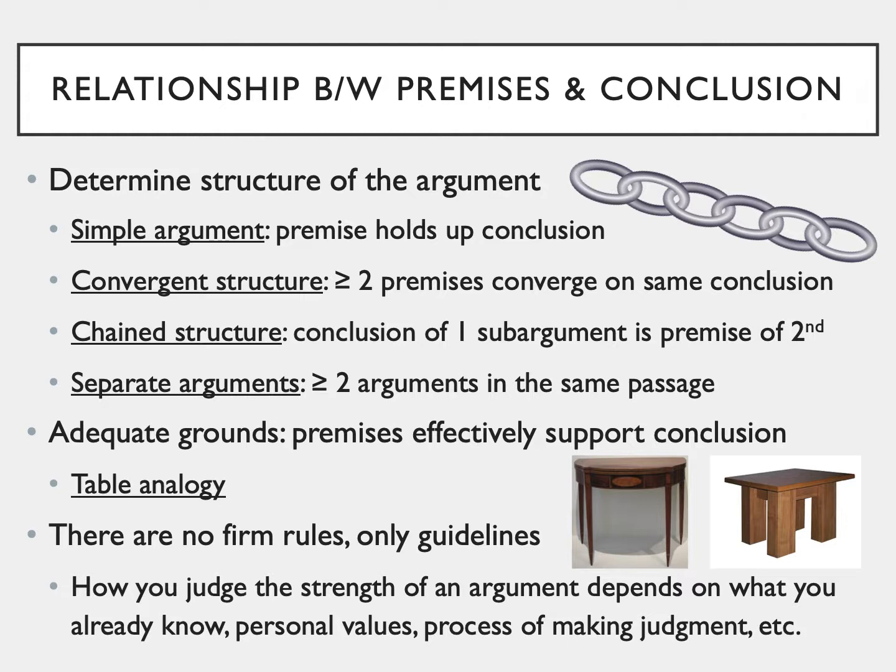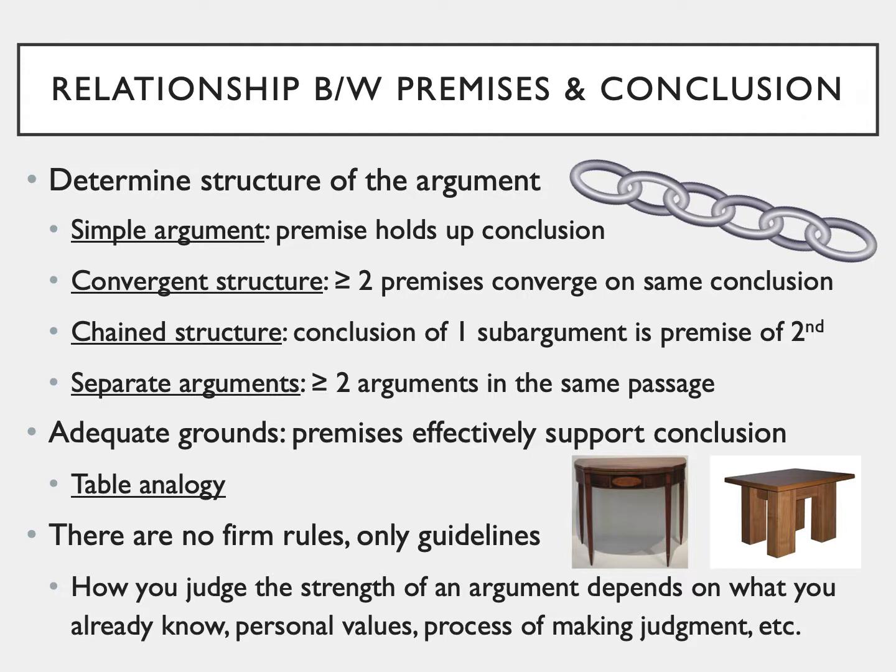Chain structures are only as strong as the weakest sub-argument. That's because when it comes to a chain structure, each premise is supporting another premise, not the same conclusion. If you look at the chain link picture, the chain structure is similar in the sense that if one of those links break, it breaks the whole chain. That means that the premises that are below the break do not have a chance to actually support the conclusion.